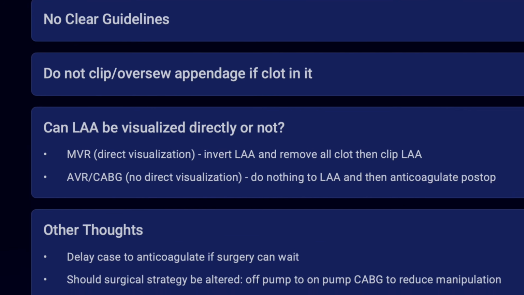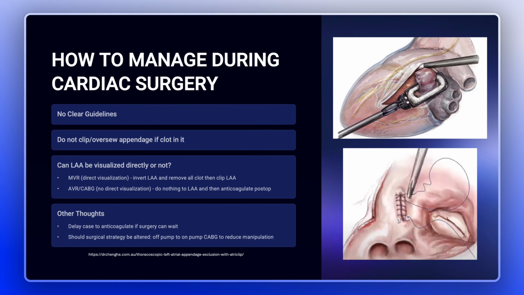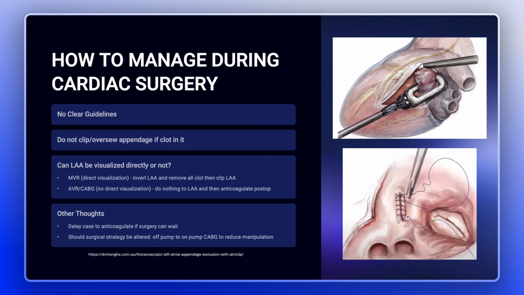in it. Next, I would ask, can the left atrial appendage be visualized directly during surgery or not? During mitral valve replacement surgery, you should have direct visualization if you're opening the left atrial appendage surgically. This left atrial appendage, depending on the surgical approach, can be inverted and all the clot can be removed from it. However, if you're performing an AVR or CABG surgery and you don't have direct access to the left atrium or direct visualization, then you may not be able to do anything to the left atrial appendage, and you may just need to anticoagulate postoperatively as you would with any other patient who has appendage thrombus.